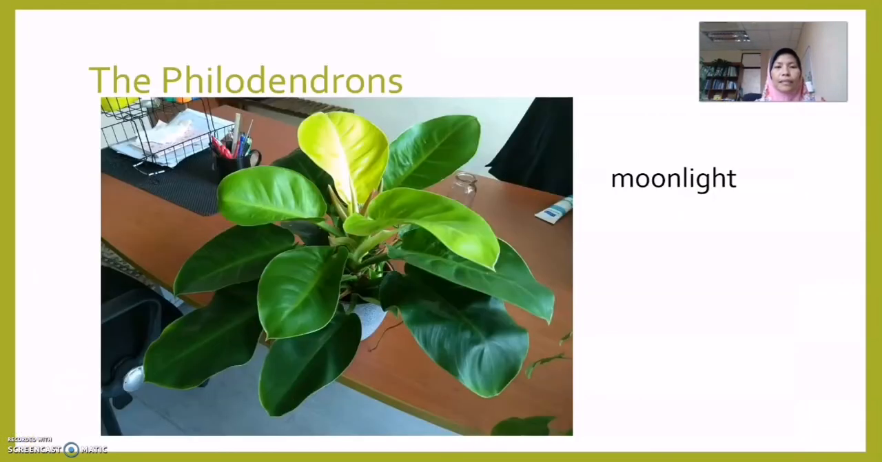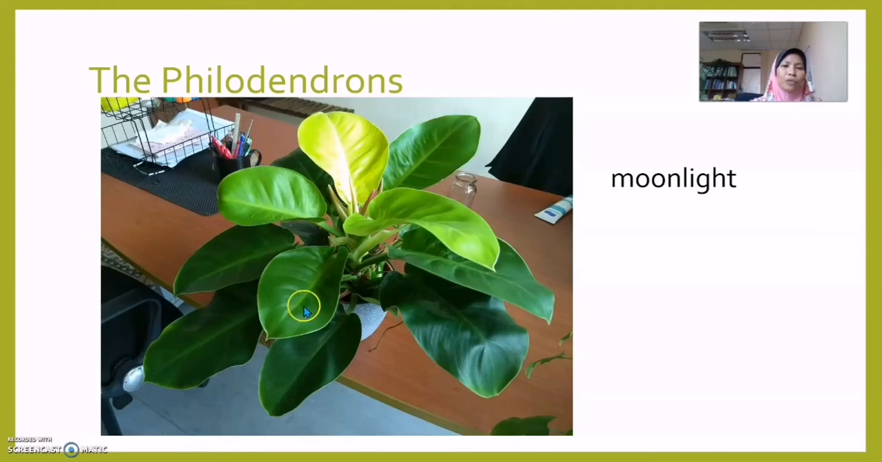Next in line, and one of my favorite species, is the philodendrons. There are so many variants in this philodendron group of plants. And the pictures I'm showing you here are all from my own collection. And I love them so much. This is the first one in the list, which is the philodendron moonlight. I'm not sure why it's called moonlight. Perhaps it's because of the light green or lemon green color of the new leaves. Don't you think it's nice?